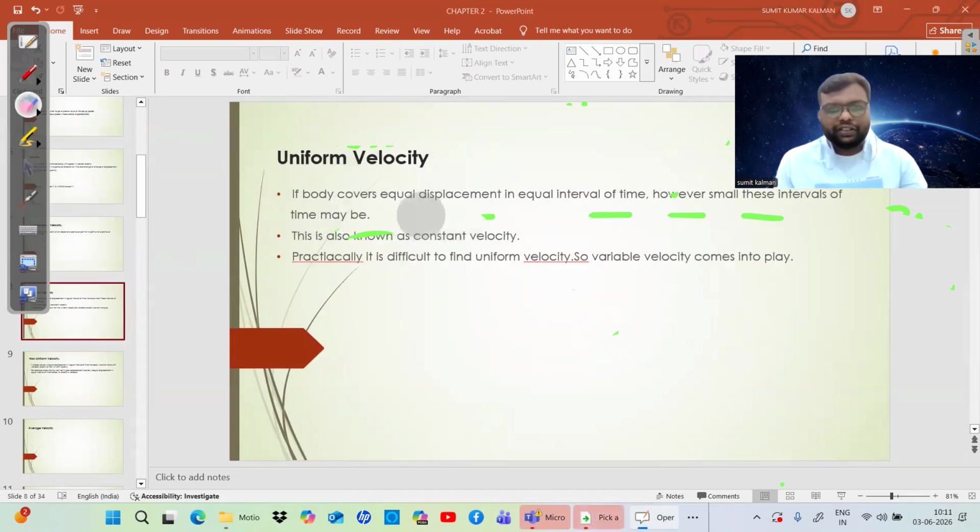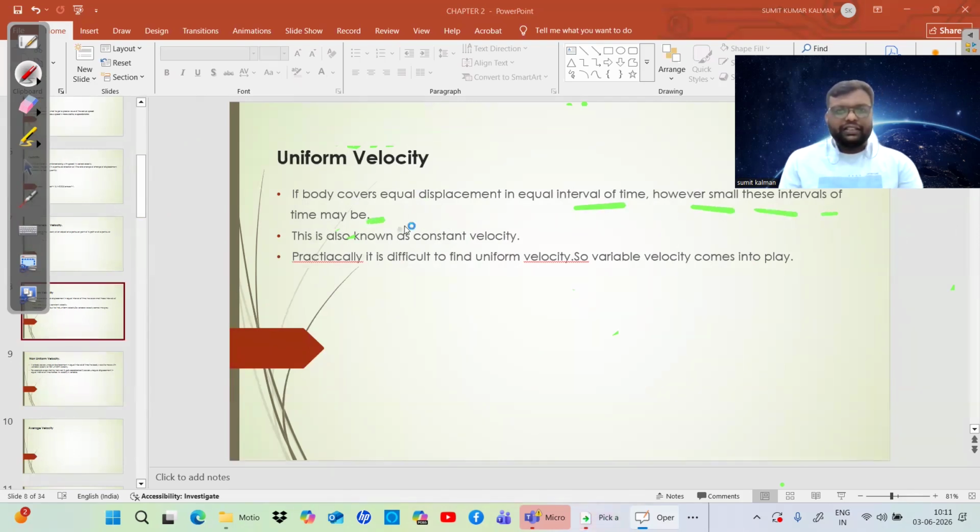Now, uniform velocity. Students, if a body covers equal displacement in equal interval of time, however small these intervals may be, it is called uniform velocity. This is also known as constant velocity. Practically, it is difficult to find uniform velocity because, students, if you are moving on a crowded road, then it is very difficult to maintain uniform velocity. So variable velocity comes into play. So students, if you are covering equal displacement in equal interval of time, then that is uniform velocity.